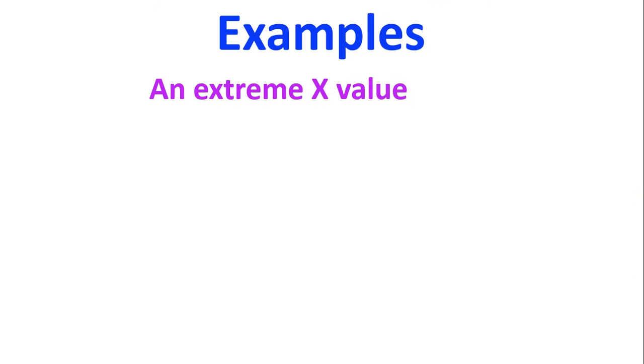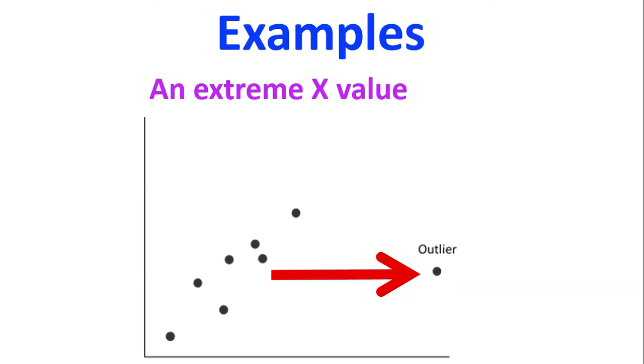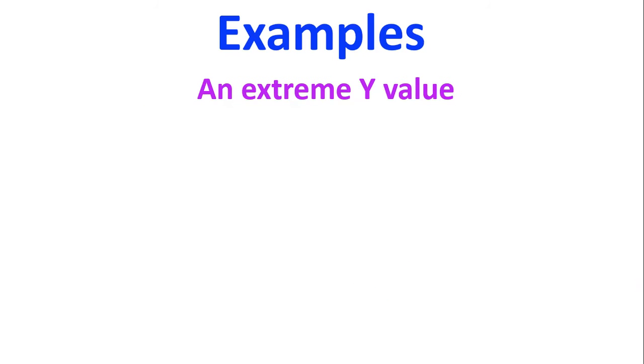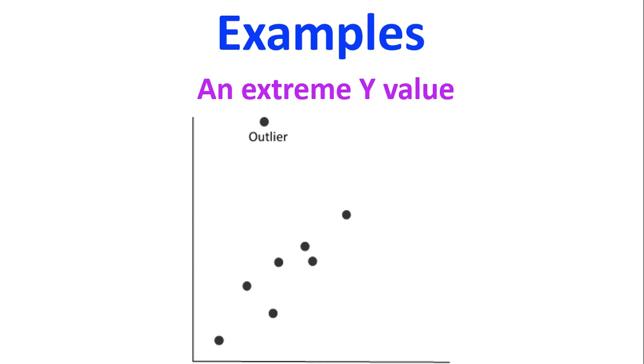So if I look at, for example, something that's got an extreme x value, I look at this point here and you can see that there's quite a gap on the x-axis. It's quite a lot further along that x-axis than the other points are. So that will count as an outlier. We also can look at extreme y values, and so comparative to the other y values, this is a point that's quite a bit further away on the y-axis.